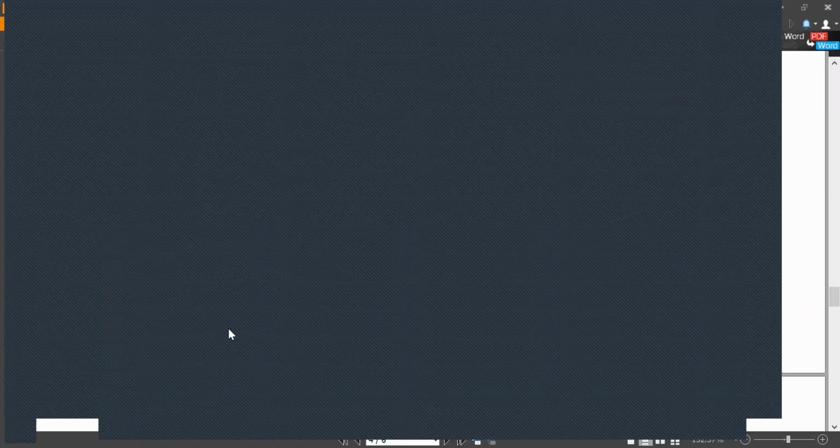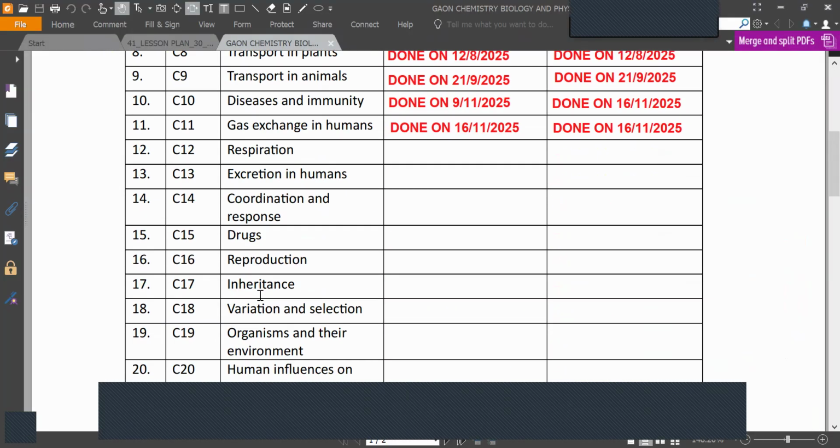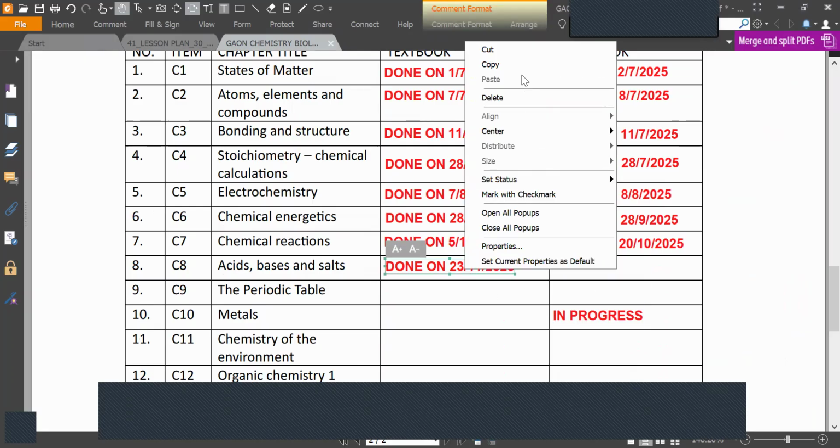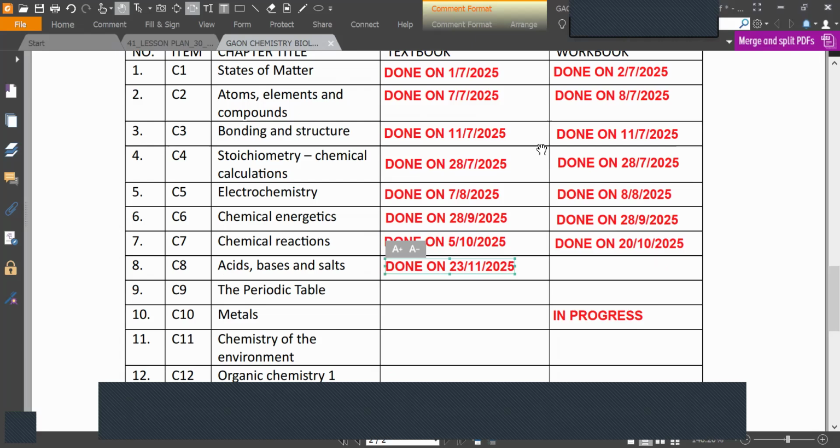So we can update this one. This is already done. Acids, bases, and salts are already done, so we're making progress there. Today is December 7th.